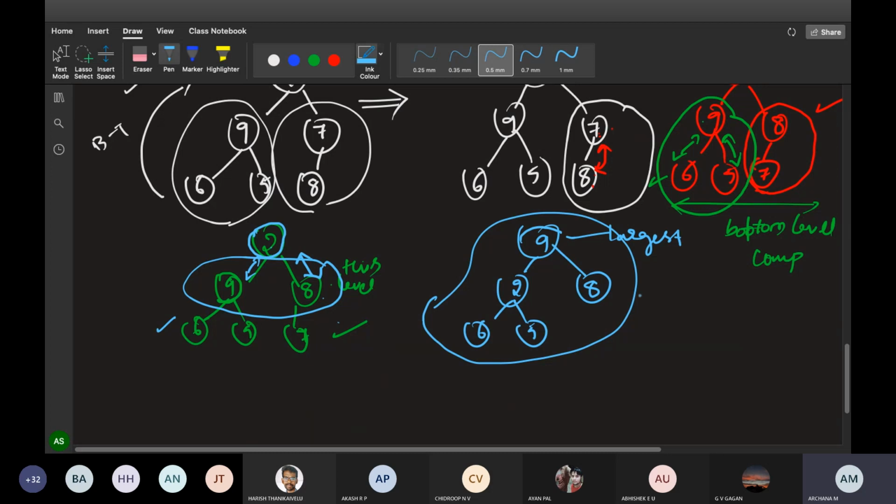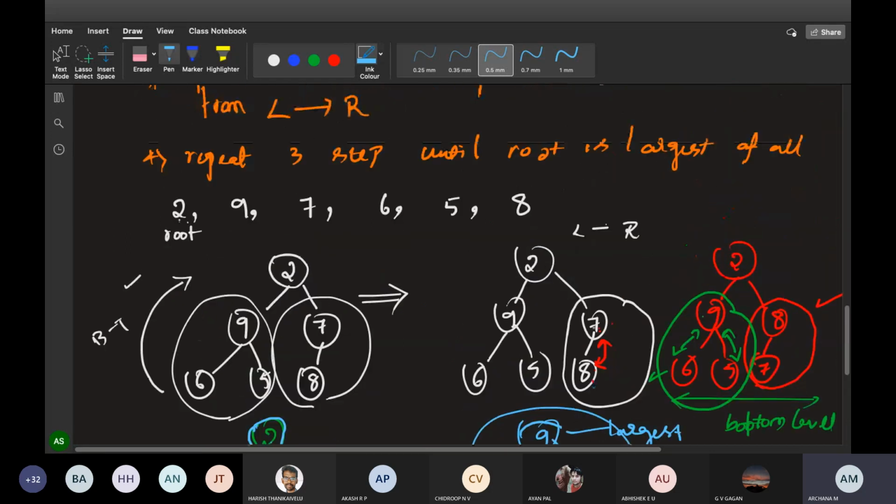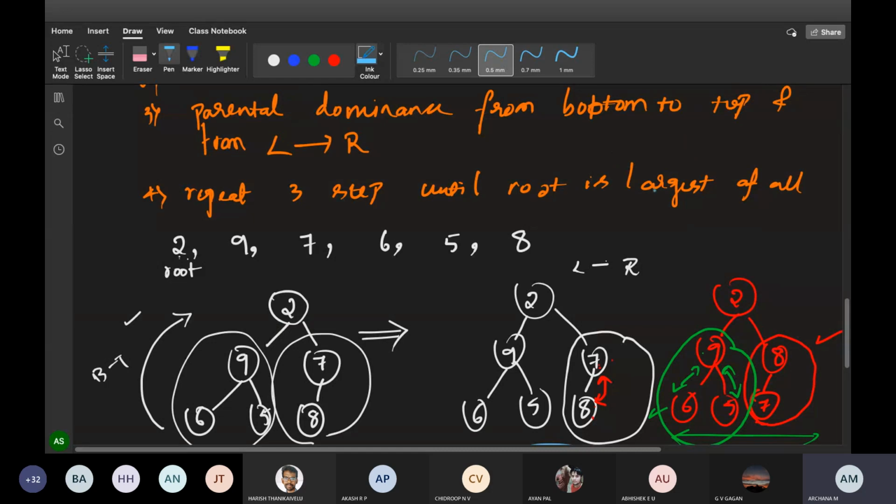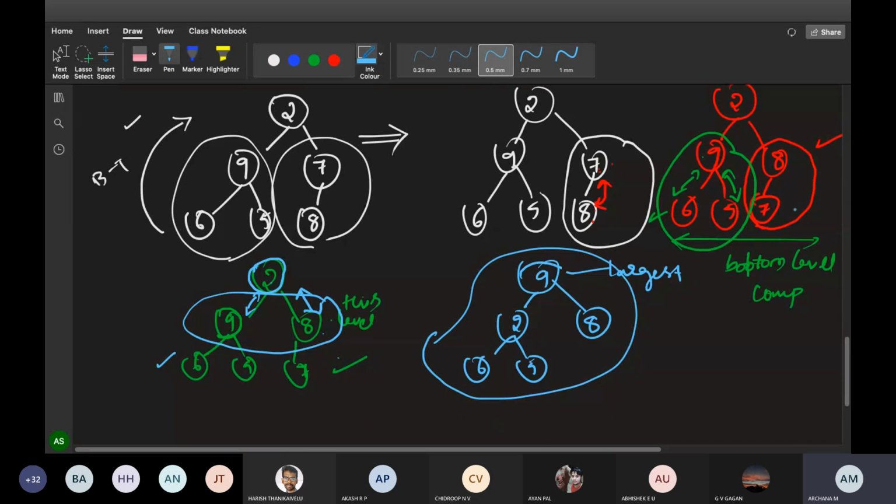But now again I have to consider this tree, whether it is properly according to heap or not. Tell me whether this is correct according to heap. No, ma'am, not correct. Why? Parental dominance is not there, right? Again, that is what I have to do. Look here, repeat the step 3 until root is largest and parental dominance is correct. Until the parental dominance is there, keep on repeating the same steps again and again.